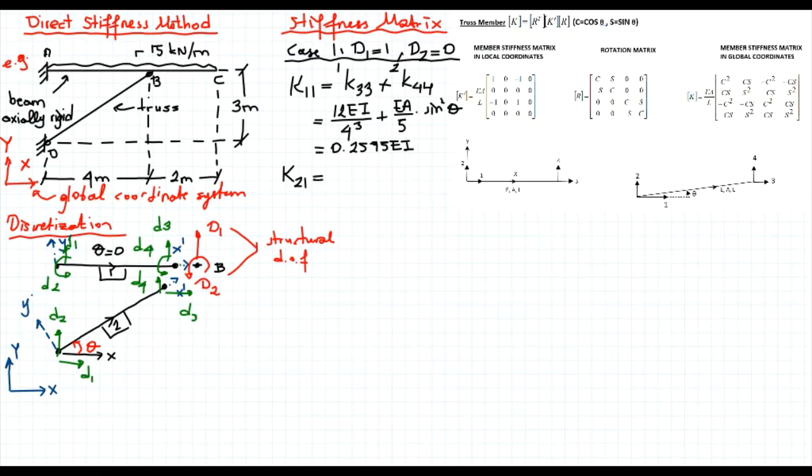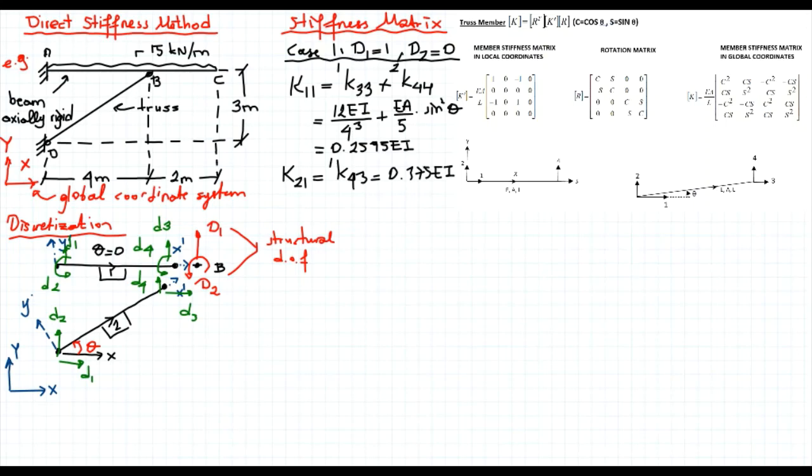Now the off diagonal for the first case is K21. That's equal to, let's again take a look at this figure. I give a unit displacement and I want to keep the rotation equal to 0. There's no contribution coming from the second member. The only contribution will come from the first member, and that will be equal to K43 prime, which is equal to 0.375 EI.